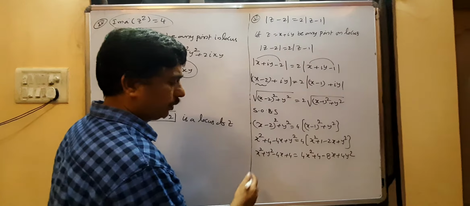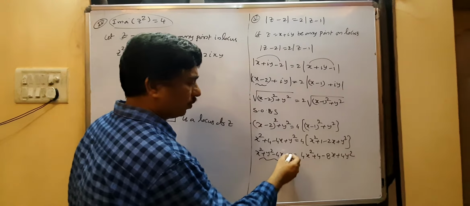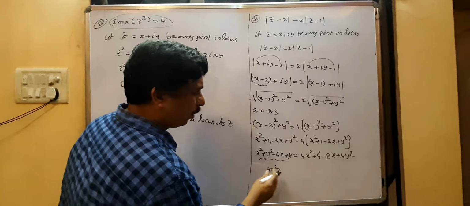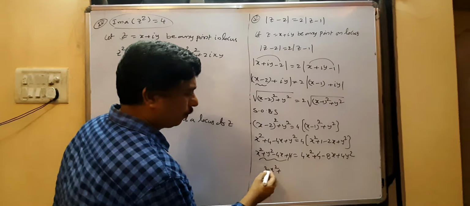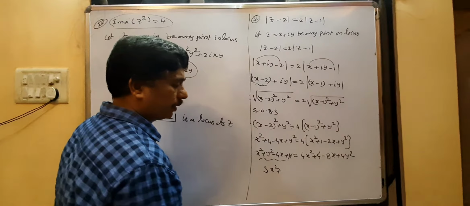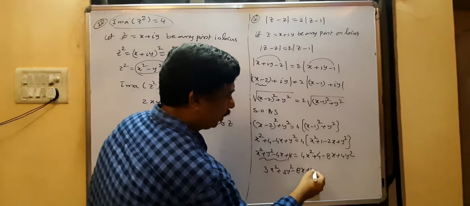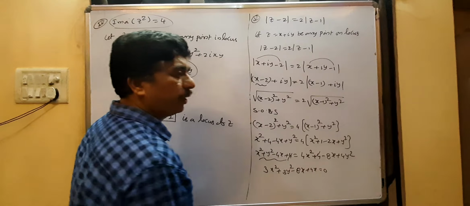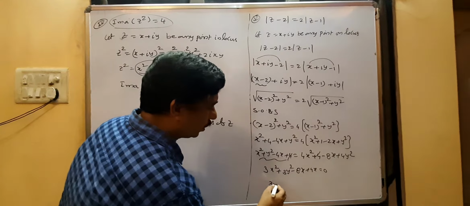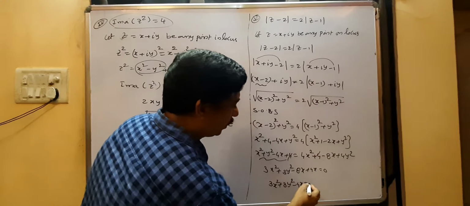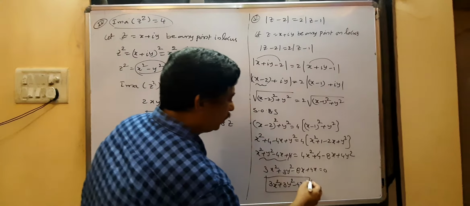Bring the whole left hand side term to the right hand side. Plus 4 gets cancelled. Then that becomes 4x square minus x square, 3x square. 4y square minus y square, 3y square. Minus 8x plus 4x equals 0. Minus 8 plus 4 is minus 4x. So 3x square plus 3y square minus 4x equals 0 is the locus of z.